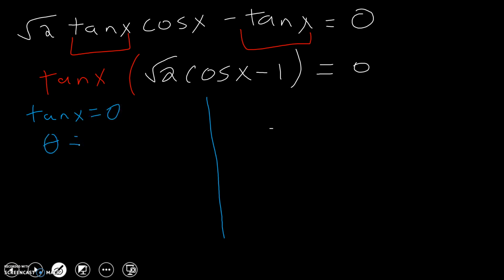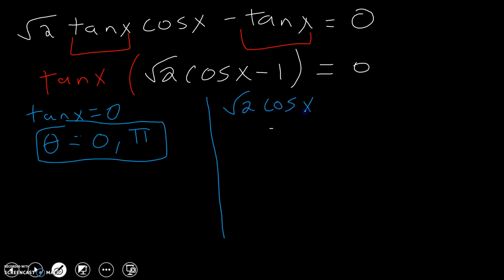So where does tan of x equal 0? You have to think about it a little bit. Well, tan of x equals 0 at the angle 0 and the angle pi. So this is going to be your first answer. Your second answer is going to be root 2 cosine of x minus 1 equals 0, and you will have to solve for cosine of x.